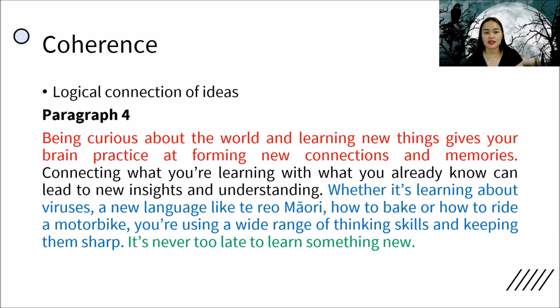And then look at the sentence in blue. Whether it's learning about viruses, a new language like Te Reo Maori, how to bake or how to ride a motorbike, you're using a wide range of thinking skills and keeping them sharp. So the author is giving you examples of new things that you can learn.